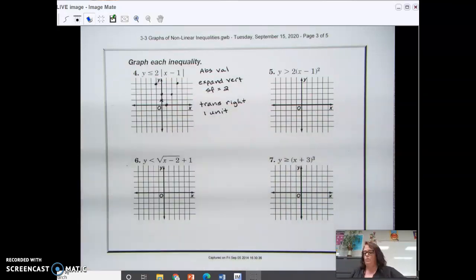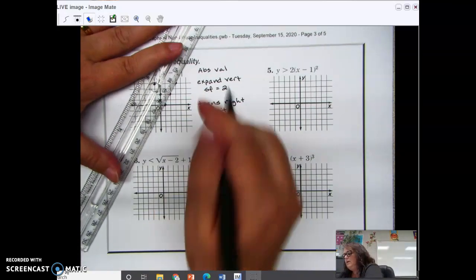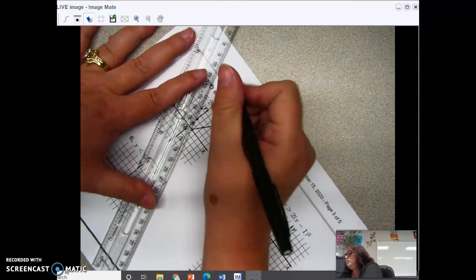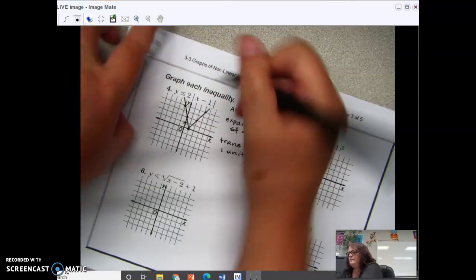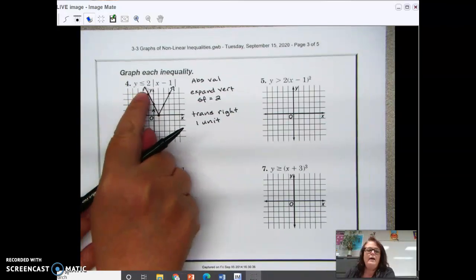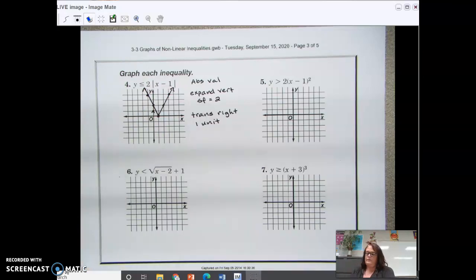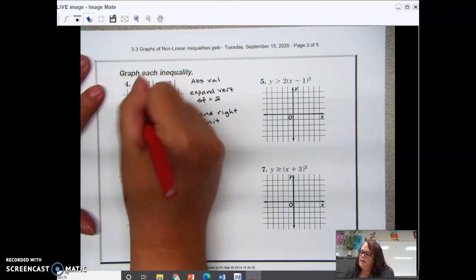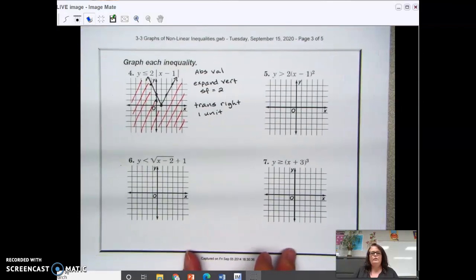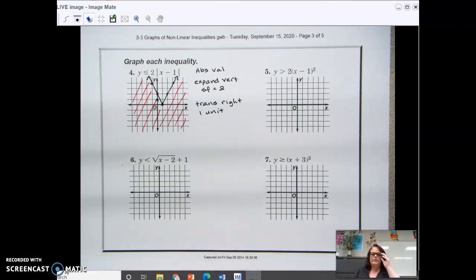Now, it says or equal to, so that means that we are going to be solid. These points are solutions to that inequality. All right. And then this is saying all the y values less than the graph. So that means it's going to be everything below the graph. So take a look at number 5, pause the video, and see if you can graph that.